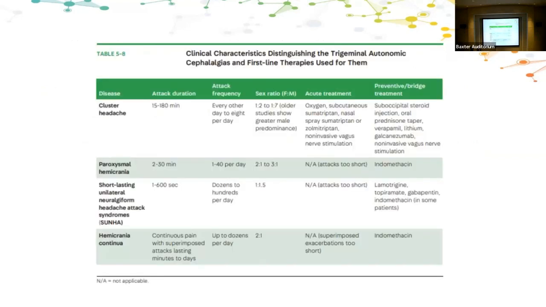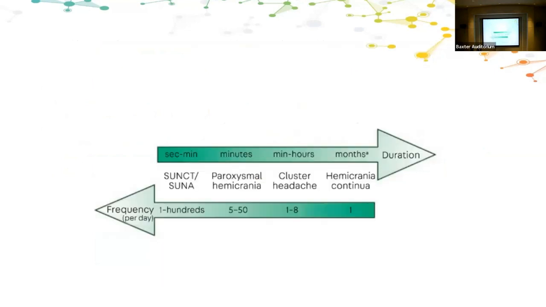This is a good take-home table for those that are going to be tested. This really breaks it down. This is from a good review article. It talks about the times, the attack frequency, the sex ratios, and the major treatments. So this is a good testable table. This is a schematic that again hammers home the fact that SUNHA is the shortest, and it can be up to hundreds of times per day, and then hemicrania continua, of course, is the longest.